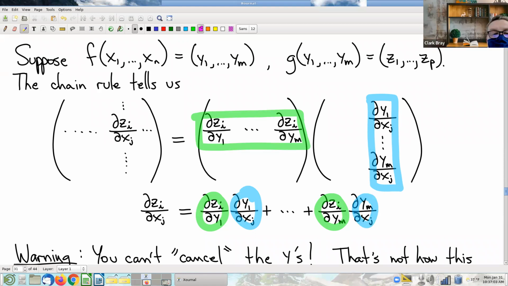Notice all of these are Zi's, and these are all Xj's here. There's a bunch of terms that relate to those, and they multiply out like this. Everybody good so far?